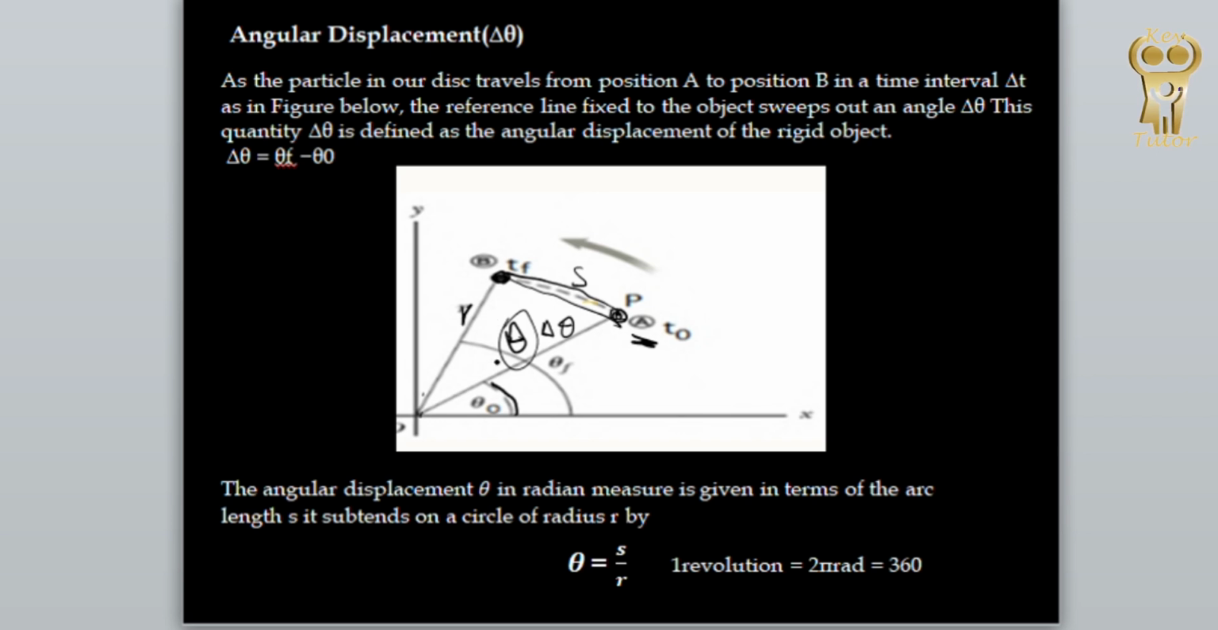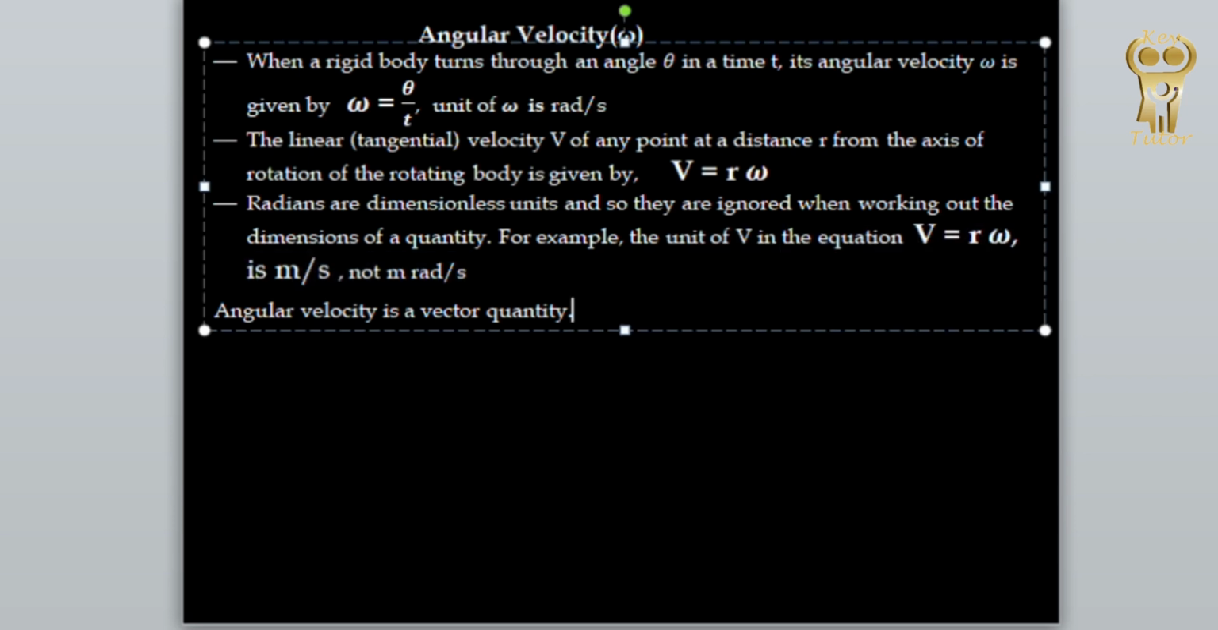The angular displacement in radian measure is given in terms of the arc length S subtended on the circle of radius R. Okay, therefore it is always expressed as theta equals S over R. Okay, there are different units to express angular displacement, that is revolution or radian, and also there is degree.